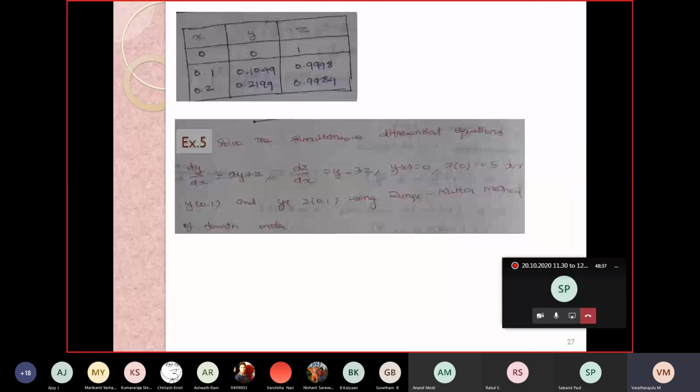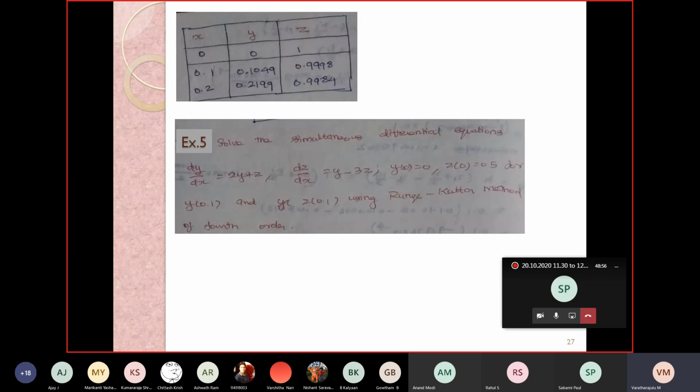And please make a note of this particular problem. You try on your own, and with today's class we'll close the Runge Kutta method. There are plenty of problems available. Anyway, we'll wind up the Runge Kutta method. Tomorrow we'll try to see the Euler's method.